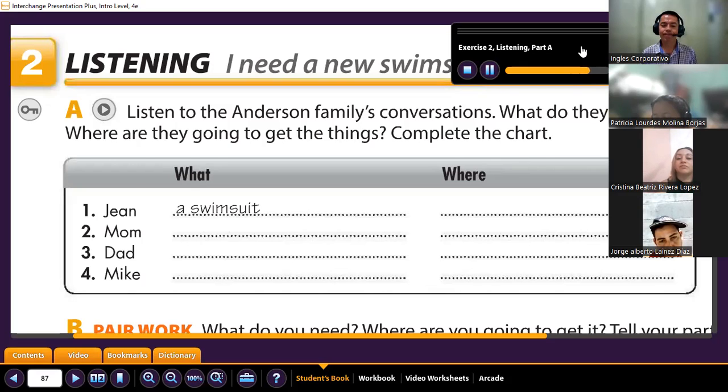4. Where are you going, Mike? To the bookstore. What for? Do you need a book? No, I want a magazine. I need something to read at the beach tomorrow. Are you going to walk? No, drive. Hey, where's the car? Your father has it. He's at the drugstore.